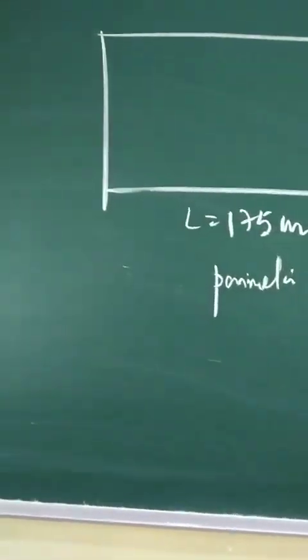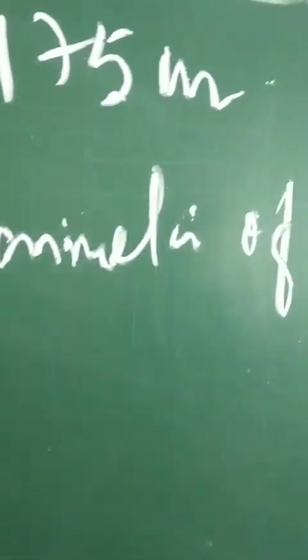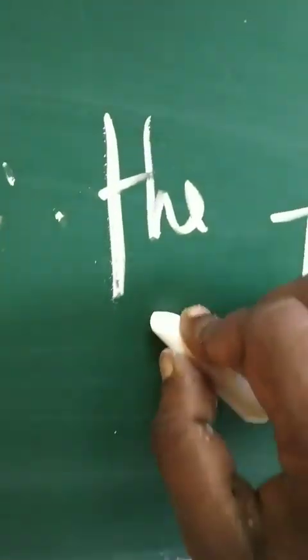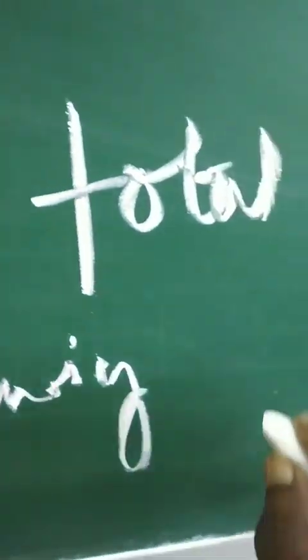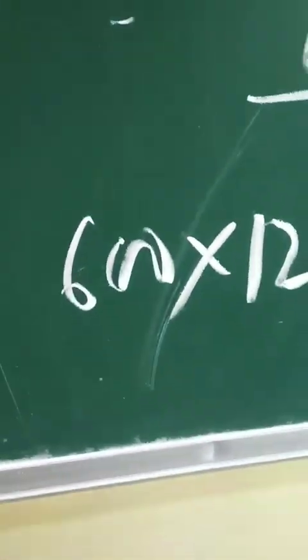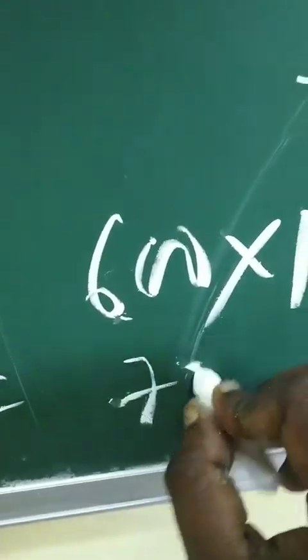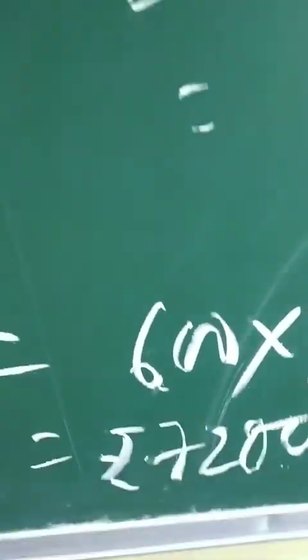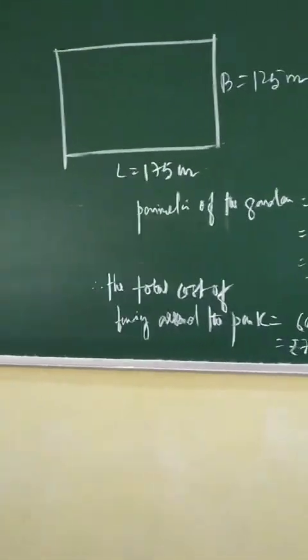Now the cost of 1 meter fencing is rupees 12. So the total cost of fencing around this rectangular park will be, therefore, the total cost of fencing around the park is equal to 600 into 12. So 600 into 12 is 7,200 rupees. The final answer is 7,200 rupees.